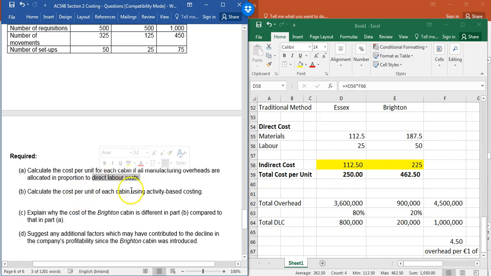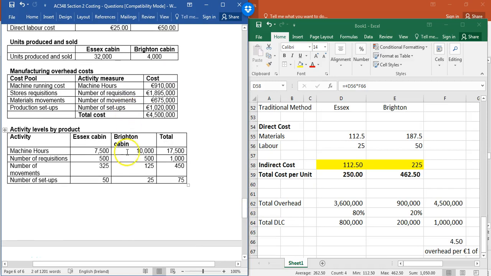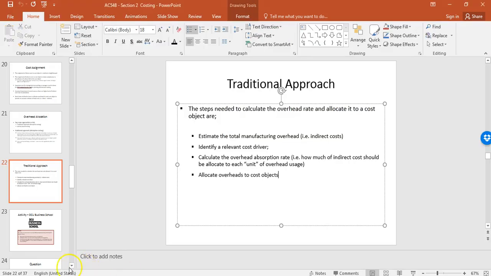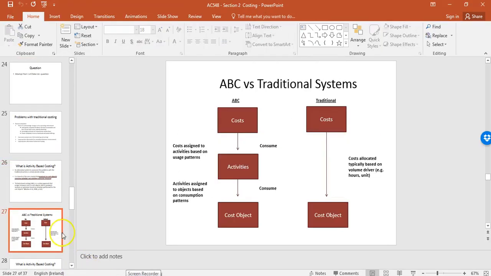But now if we're asked to do the cost in activity-based costing, we're going to have 4 separate drivers because we've looked at 4 separate activities with 4 separate cost pools. So we're still allocating the 4.5 million. That won't change. But what we're doing now is focusing on the activities. So as per the slides and the notes, we're focusing on what activities the products are consuming.